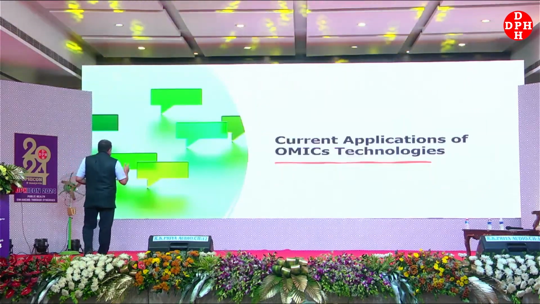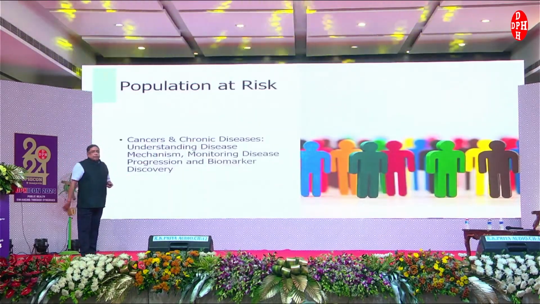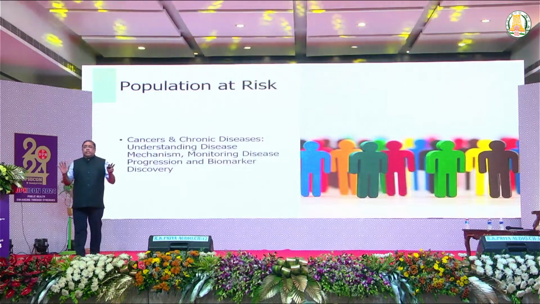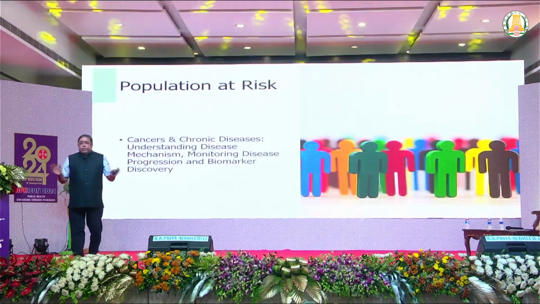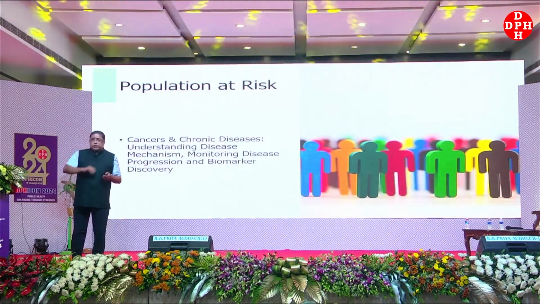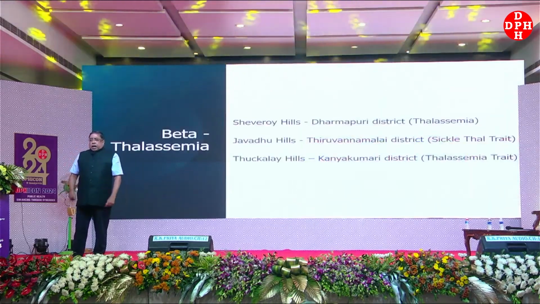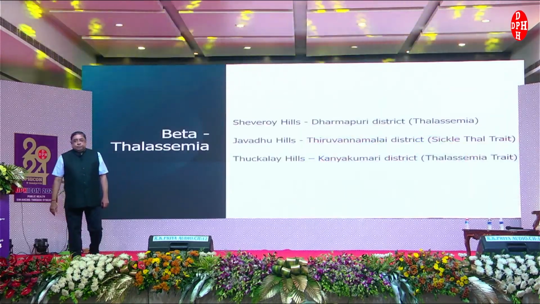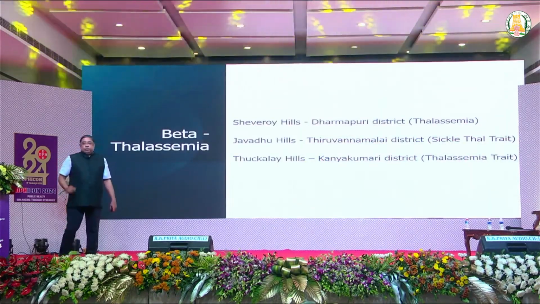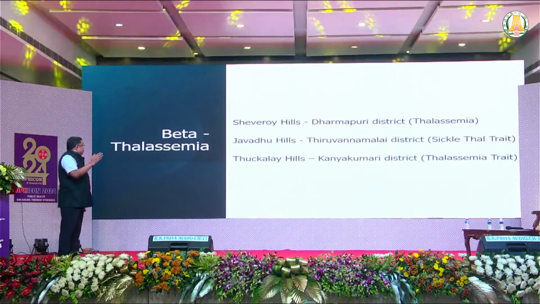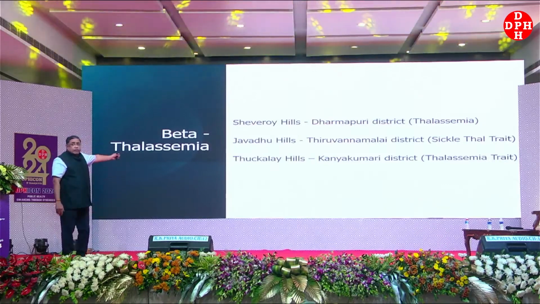Now coming to what are the current applications of omics technologies, I'll go through them very rapidly. Cancers and chronic diseases are going to be the place where these omic technologies work in terms of population risk. I will mention some of them. Beta thalassemia. I think many of the people in public health who are in these districts.